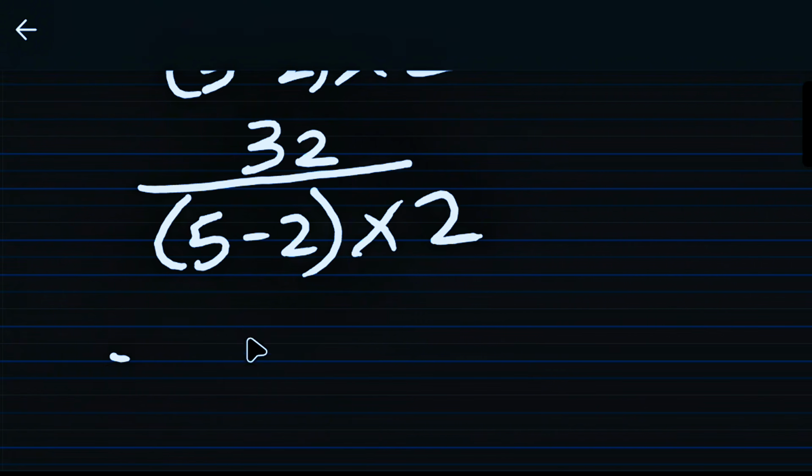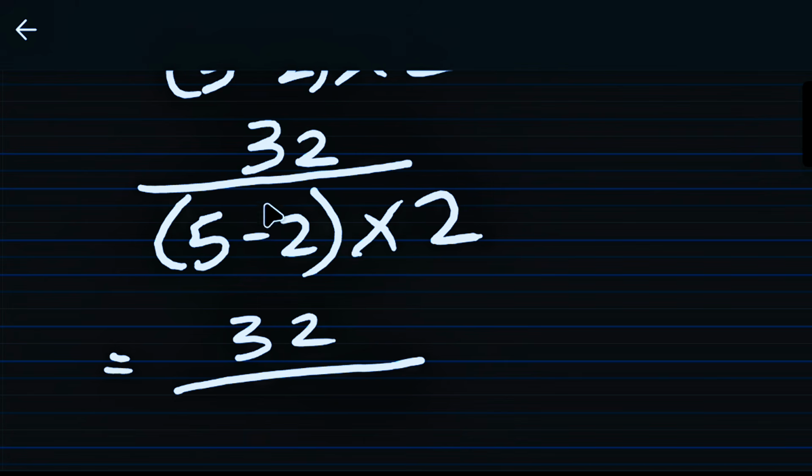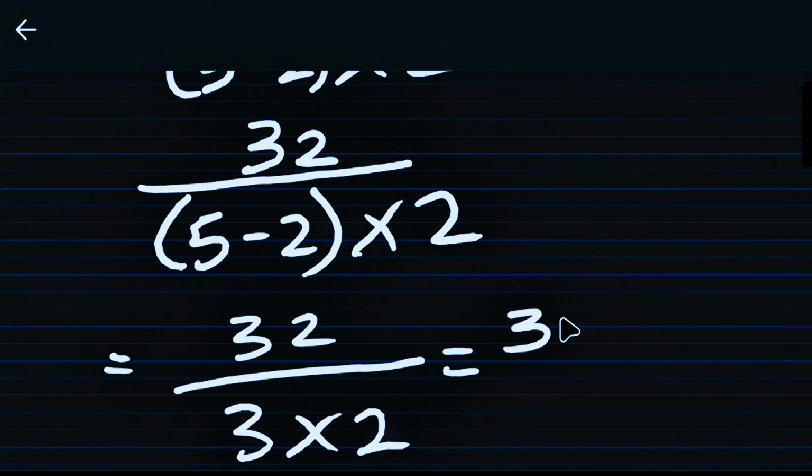So we'll have 32 divided by, now between these parentheses and this multiplication, according to the order of operation, which is PEMDAS, parentheses is of higher priority than multiplication. So we'll attend to this first. 5 minus 2 equals 3, multiplied by 2. And this equals 32 divided by 6.